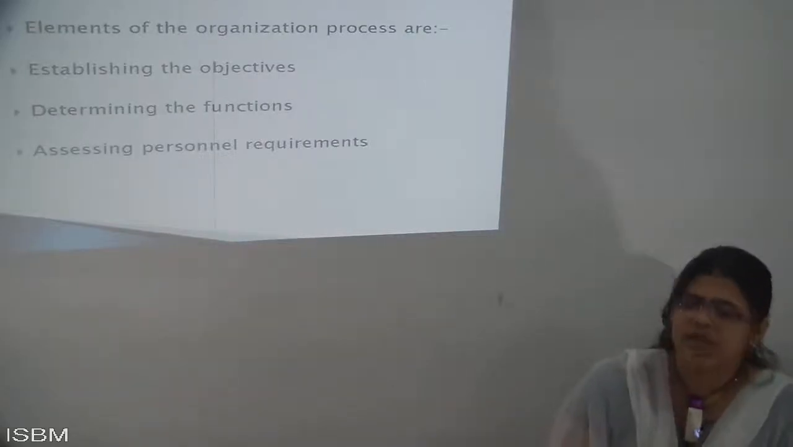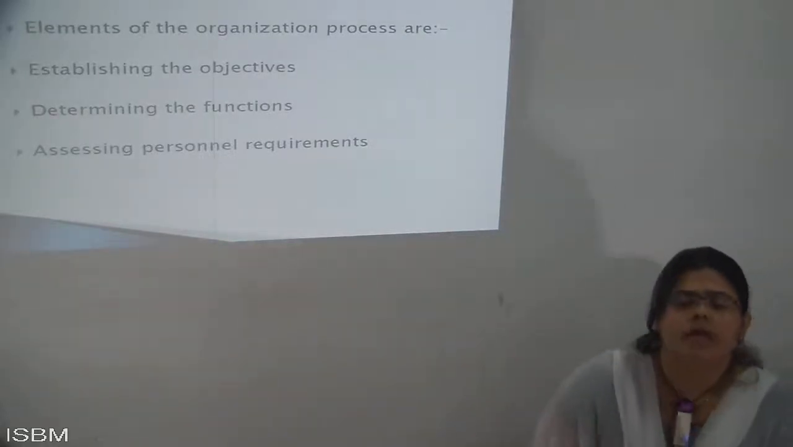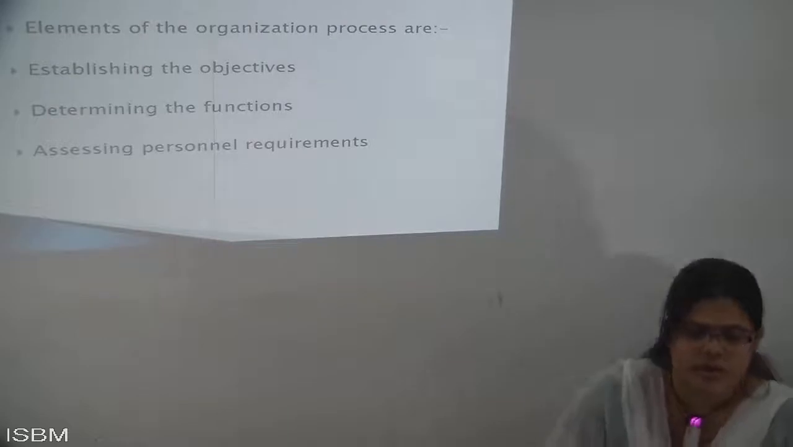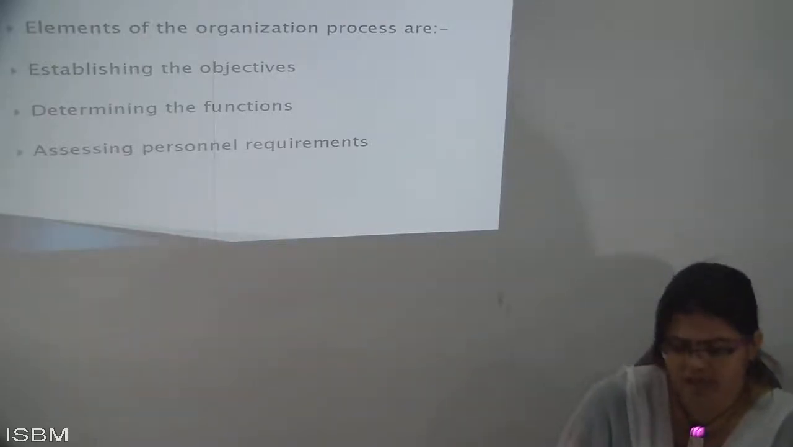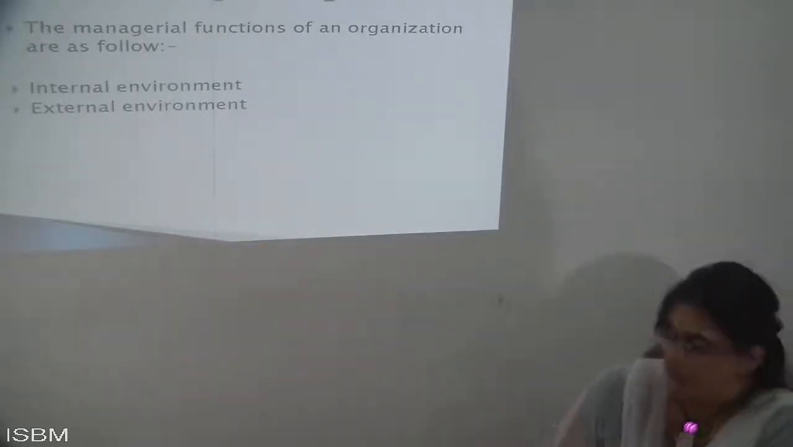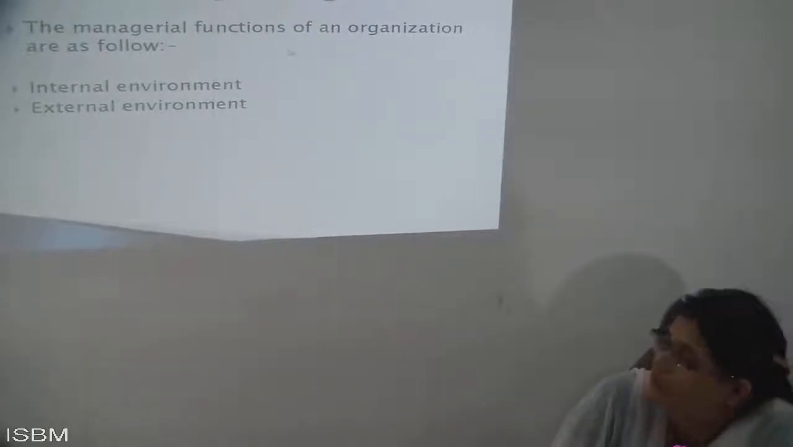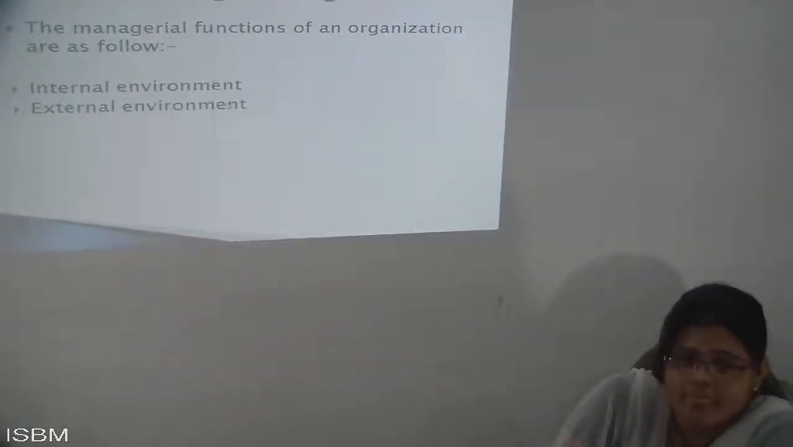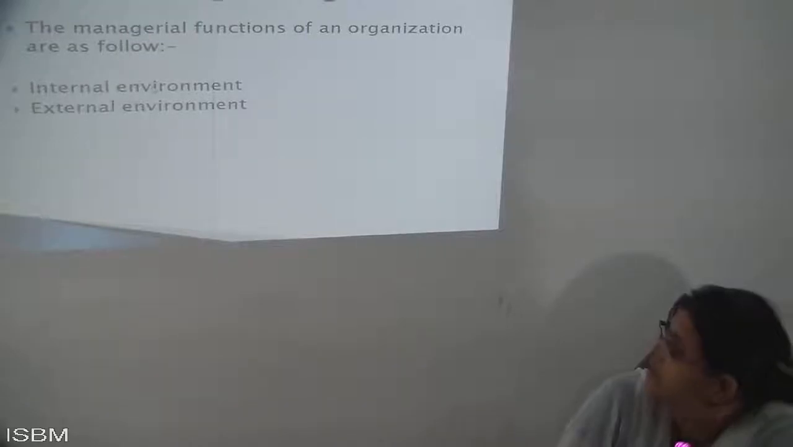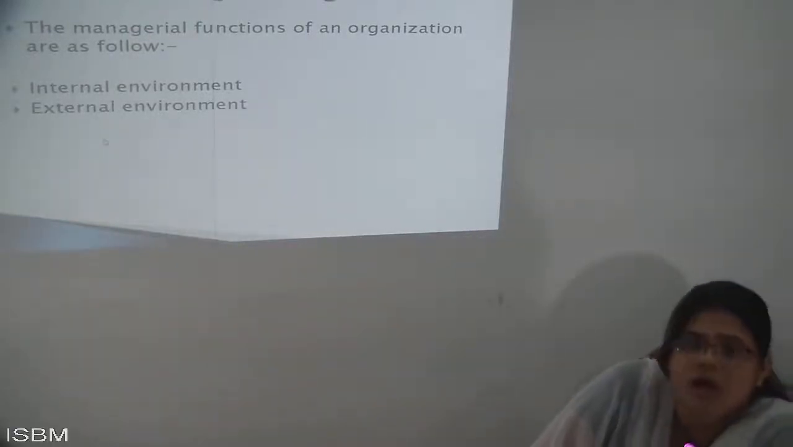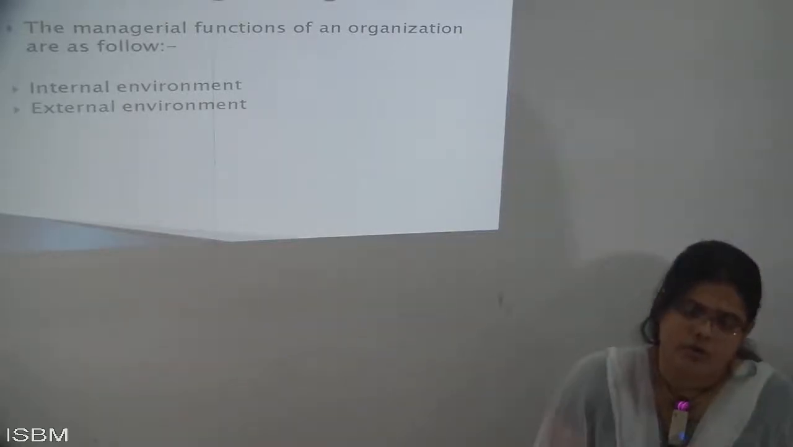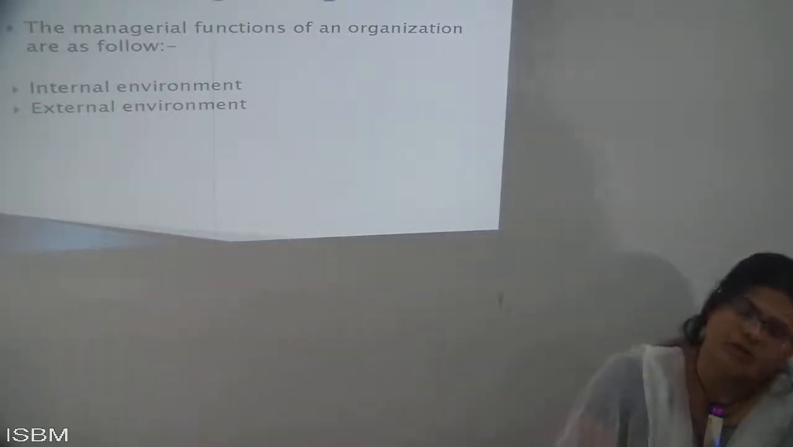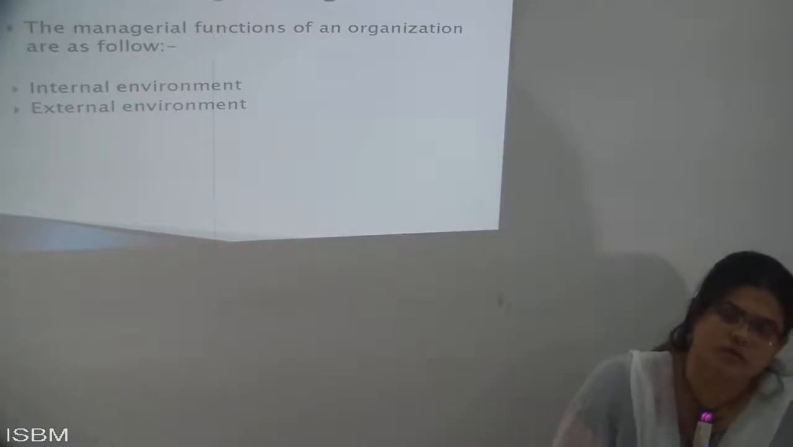Next are the elements of the process when you're performing an organization process. Here they have given two things: first, with the help of the internal, and second, with the help of the external. So when you're moving between being in the organization and being outside of the organization, what are the things you need to follow?